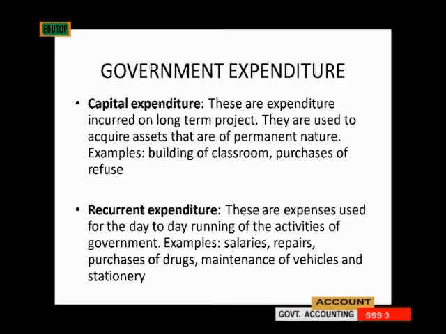The next one is recurrent expenditure. These are expenses used for the day-to-day running of the activities of government. I mean, these are expenses on a short-term basis. Why am I talking about short-term basis? They are the expenses used to run the activities of the government, like payment of government salary, repair of government cars, purchase of drugs, maintenance of vehicles, and stationery. As government is doing its day-to-day activities, it needs some expenses to help it function. So with the help of recurrent expenditure, they are able to meet up with the day-to-day running of the activities of the government.